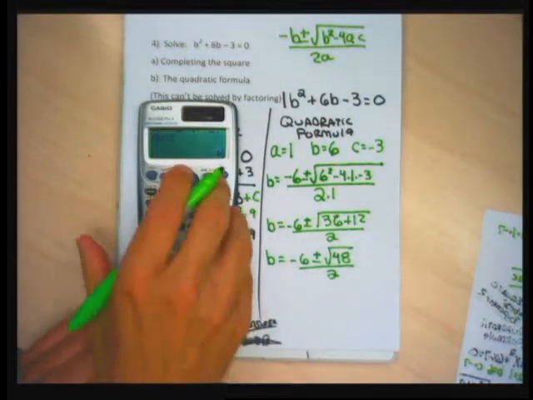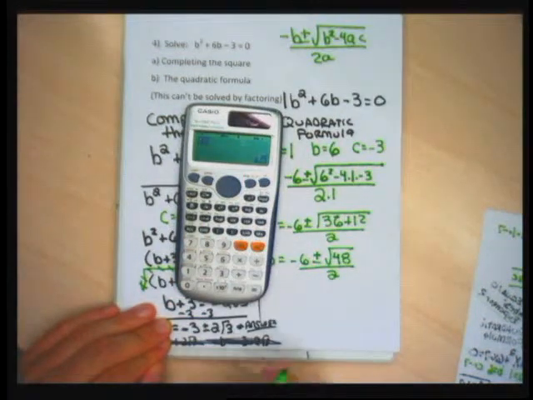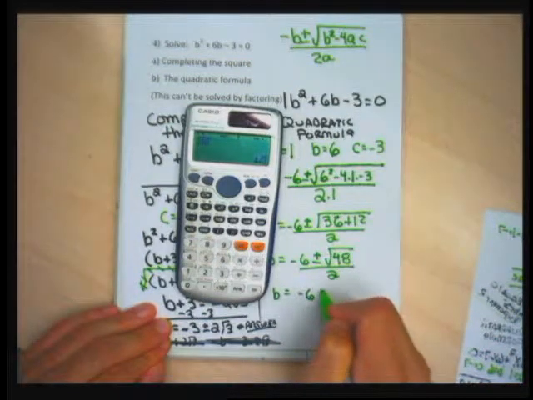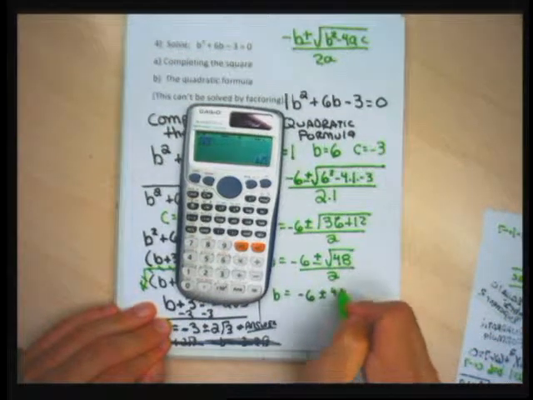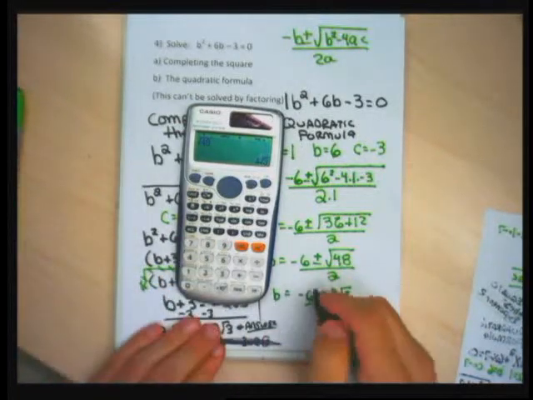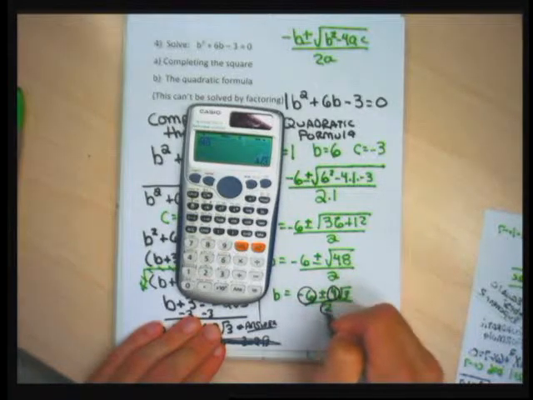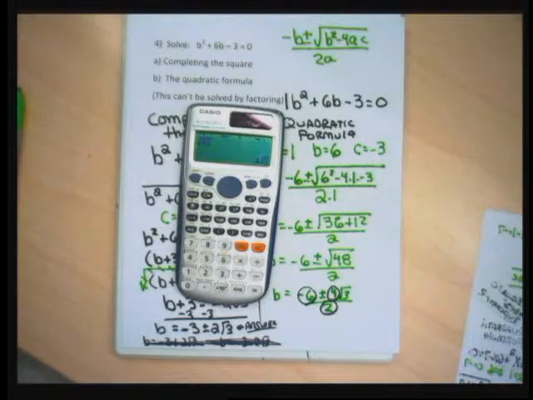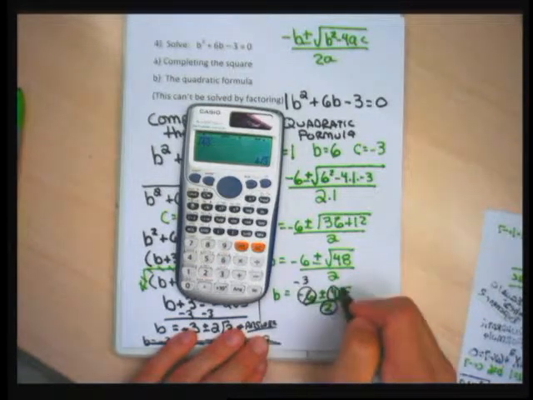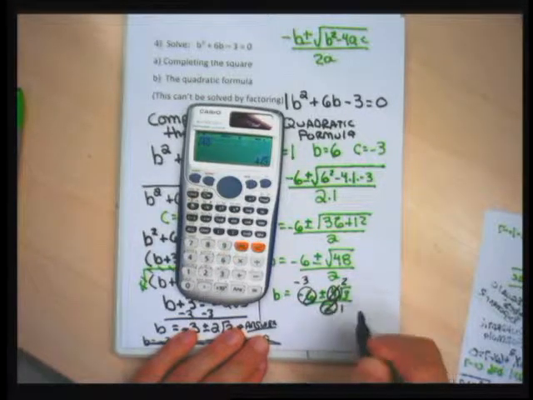Let me reduce the square root of 48. So I'm going to go square root of 48 equals 4 square root of 3. So now I'm going to go b equals negative 6 plus or minus 4 square root of 3 over 2. And just like the last problem, the denominator went into both halves of the numerator outside the square root. So all three of those things I'm going to reduce by 2. Negative 6 divided by 2 is going to be negative 3. 4 divided by 2 is going to be 2. 2 divided by 2 is going to be 1.